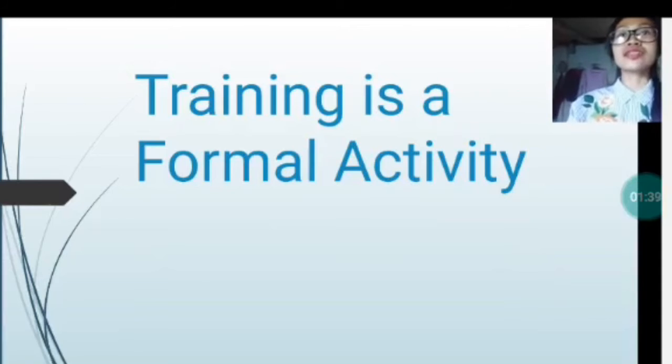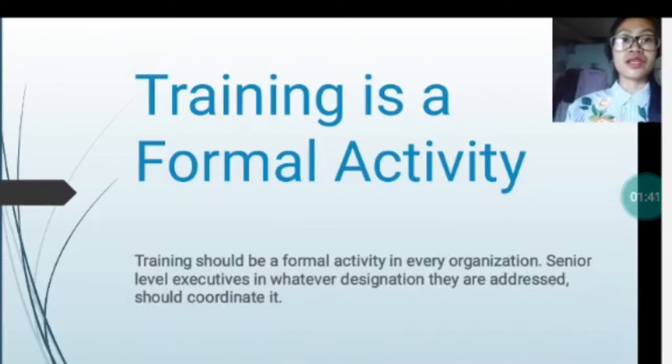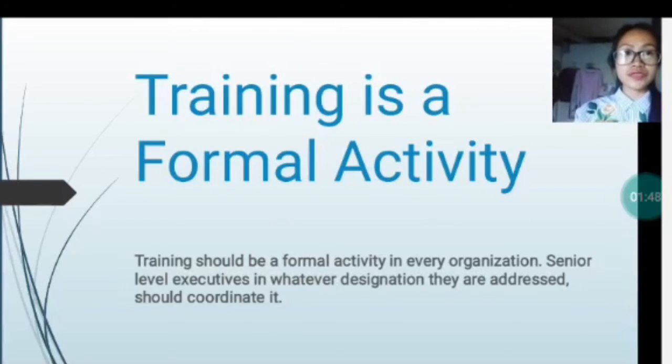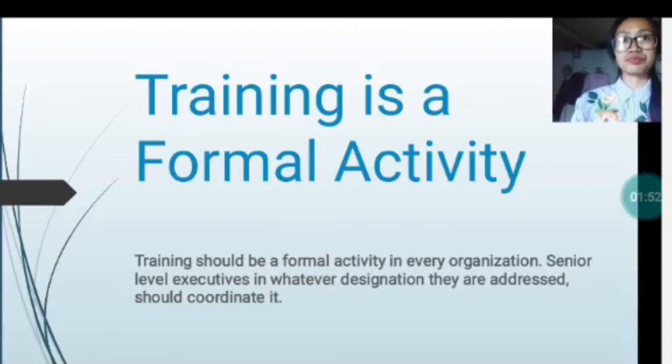Next is training is a formal activity. Training should be a formal activity in every organization. Senior level executives, in whatever designation they are, should coordinate it. At the beginning of every year, the HRD manager should evaluate the training needs of the employees across the organization in consultation with their supervisors and make an annual training plan for the organization.